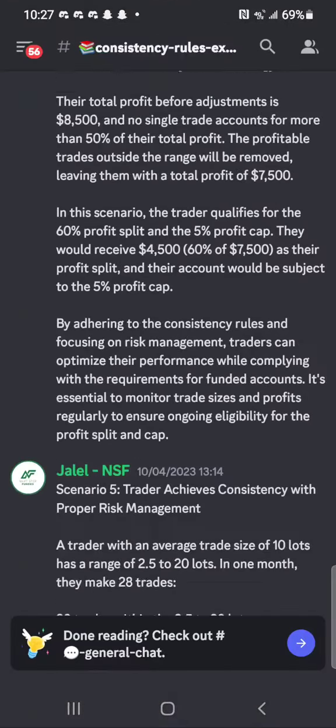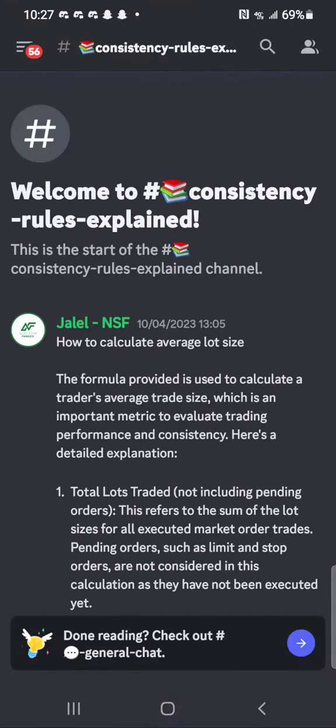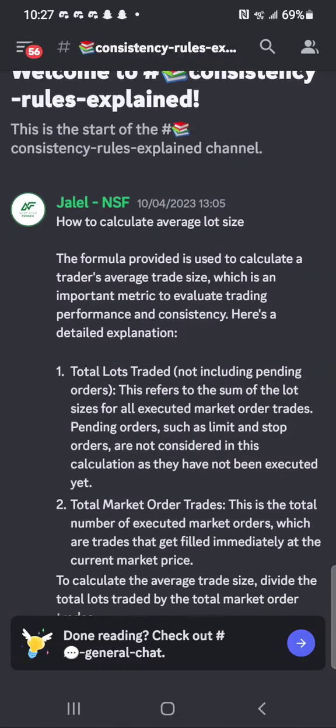Okay, guys, let's talk about the consistency rate. A lot of you said you still don't understand. Some people said they have read everything here and they still do not understand. I'm going to summarize everything for you.